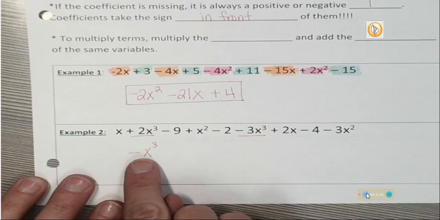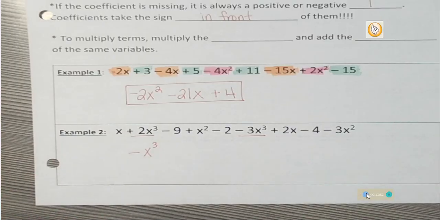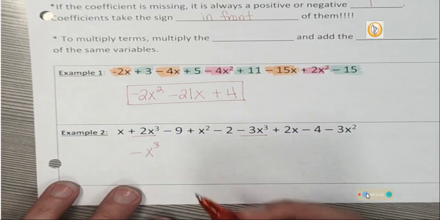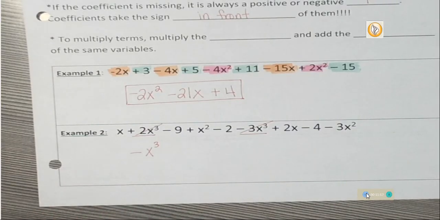Now, what's another way you could write this and mean the same thing? Negative 1x to the third. We're both right. Okay? So now, here's what I'm going to do. I'm going to cancel them. I'm going to cross those out. What's it mean when I cross them out? I'm done with them. That way I don't accidentally use them again.